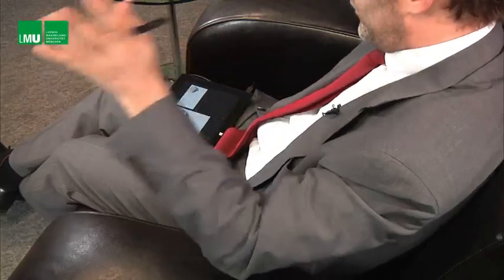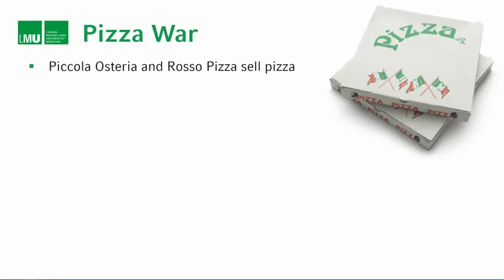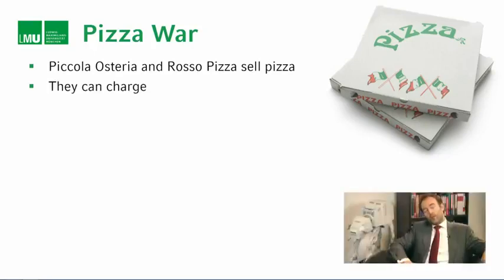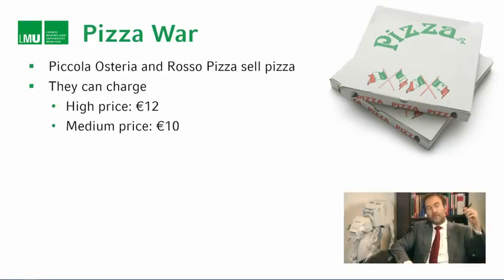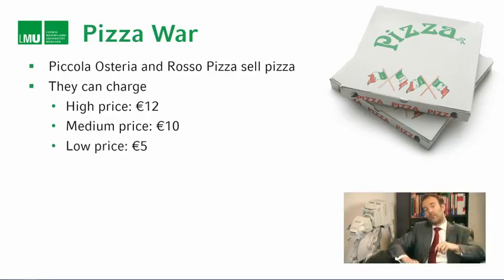So we've got these two players, Piccola Osteria and Rosso Pizza, selling pizza. And they can charge one of three prices. They can charge a high price of 12 euros, a medium price of 10, or a low price of 5 euros.